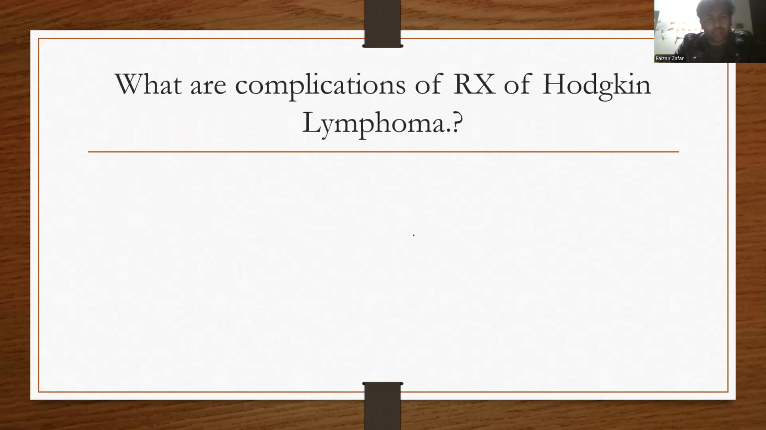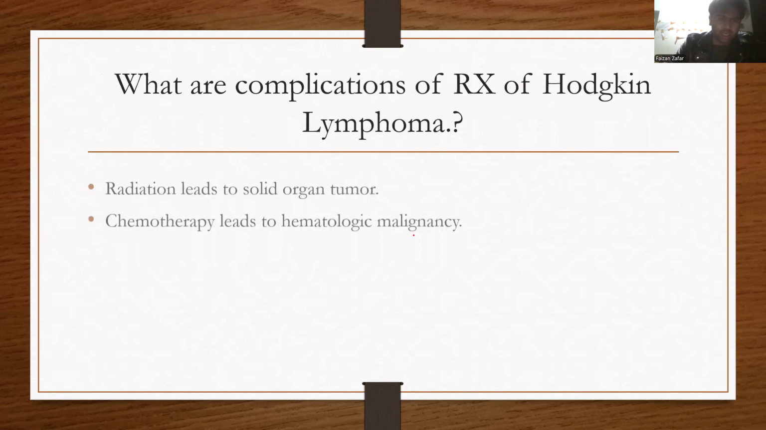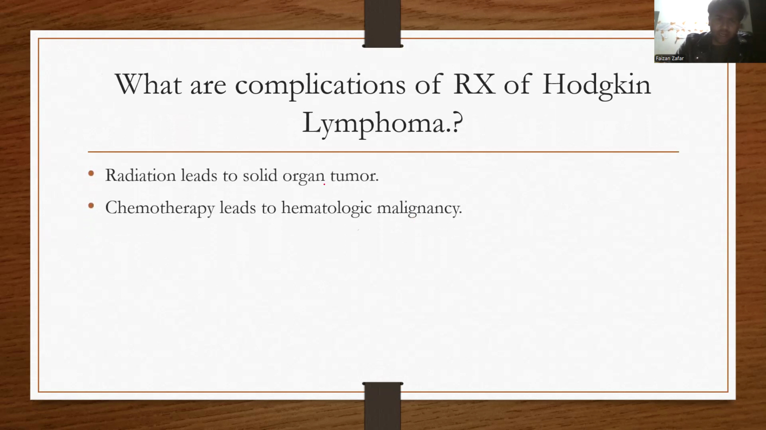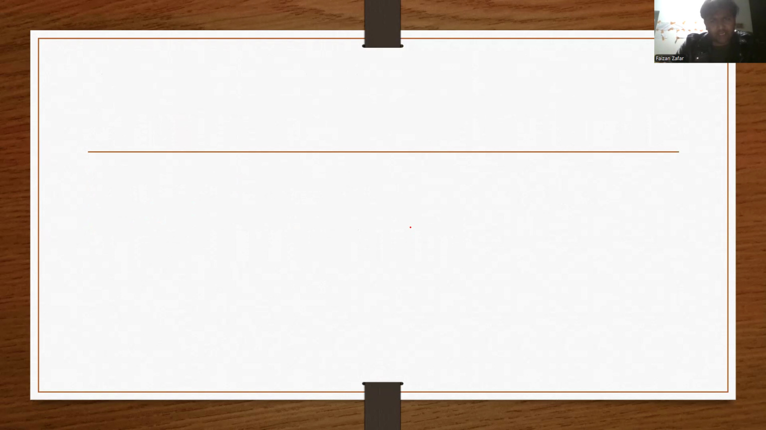What are the complications of treatment of Hodgkin lymphoma? If you treat Hodgkin lymphoma, the treatment has its own complications. Radiation leads to solid organ tumors, breast tumor for example. Chemotherapy leads to hematological malignancies. That is very common.